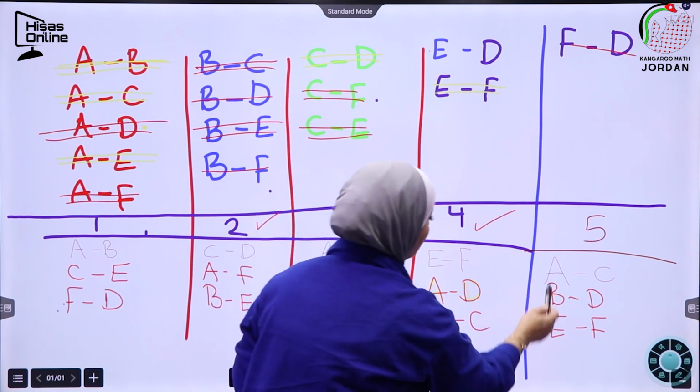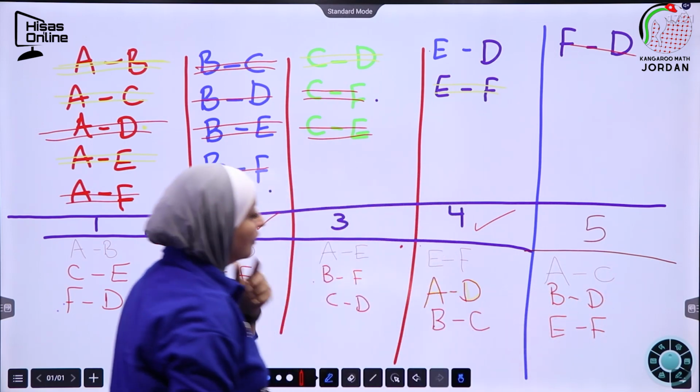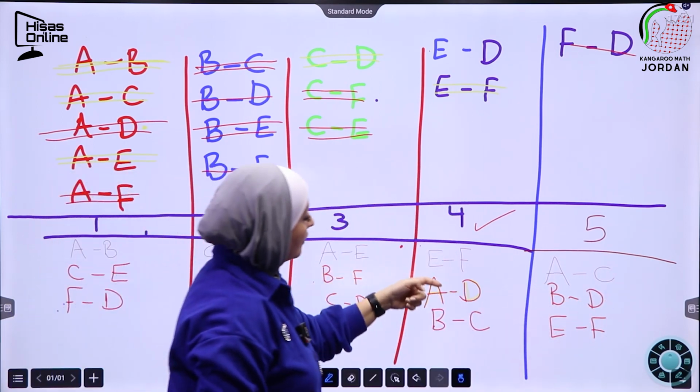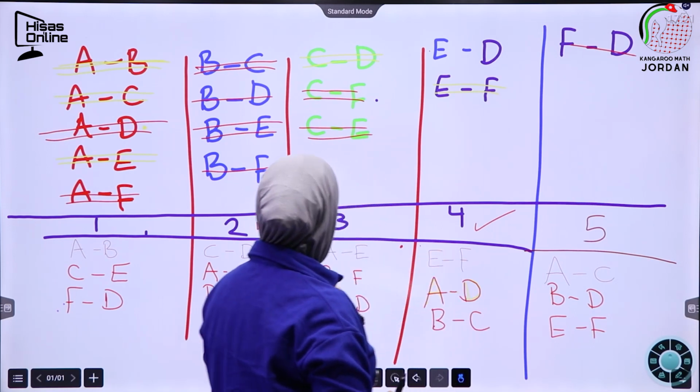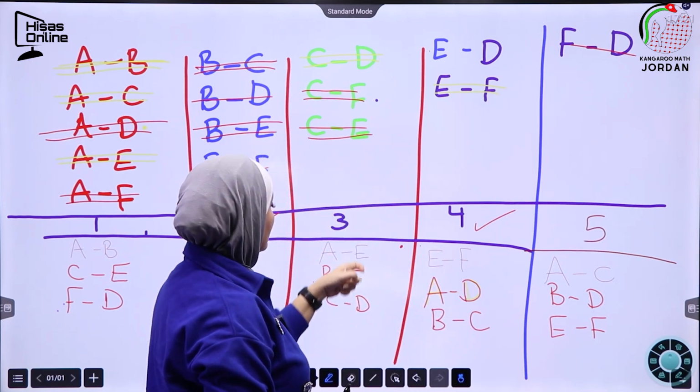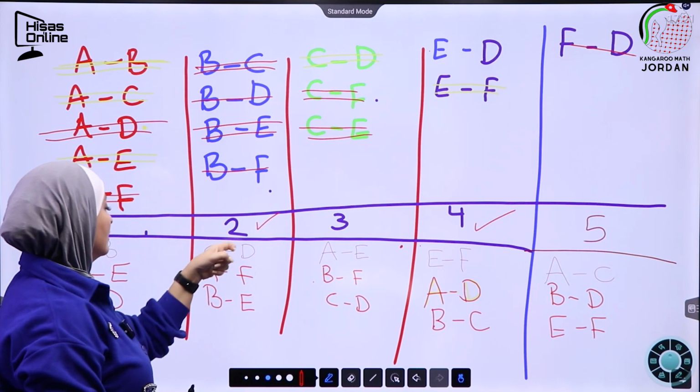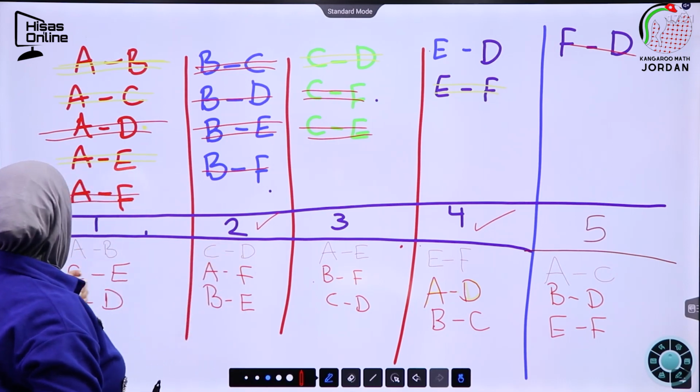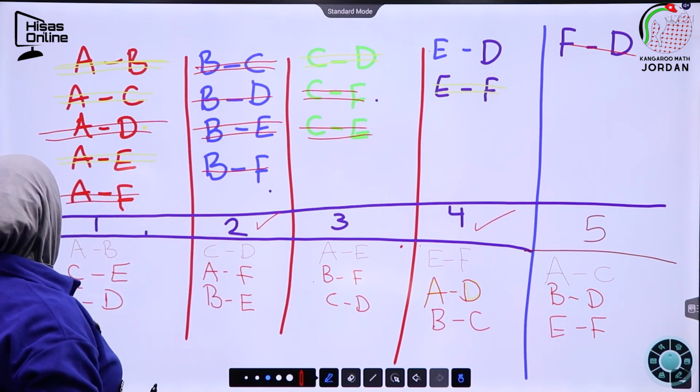A, B, C, D, E, F. Yes, that is correct. And A, B, C, D, E, F in each round.